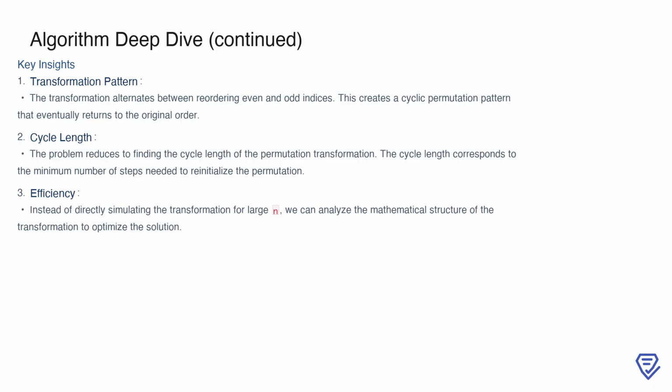The task, therefore, boils down to finding the cycle length of this permutation pattern, which directly corresponds to the minimum number of steps needed. Additionally, the problem allows us to leverage the mathematical structure of the transformation to optimize the solution, helping us avoid unnecessary computations when dealing with large input sizes.